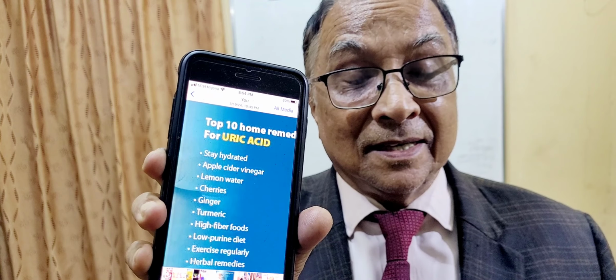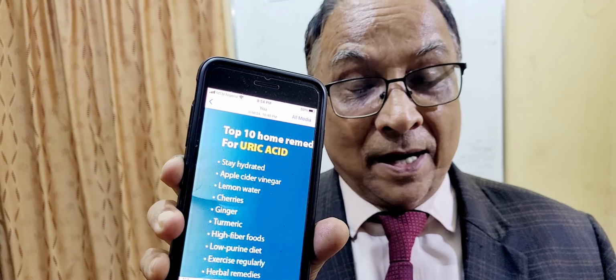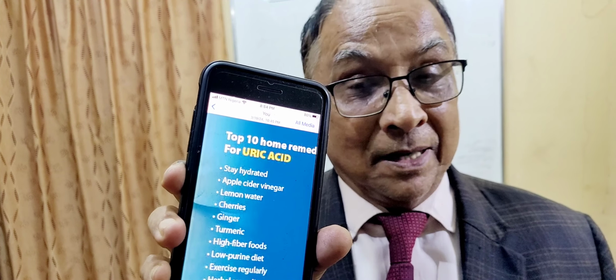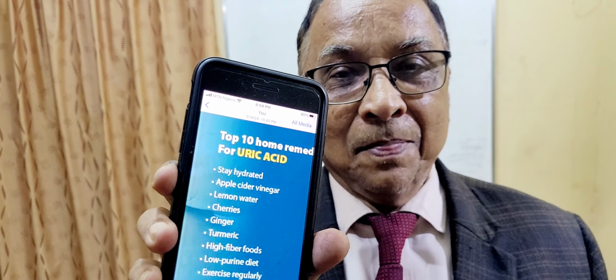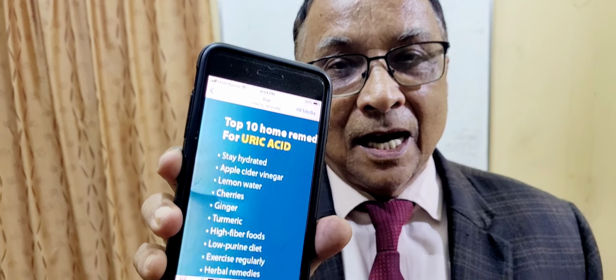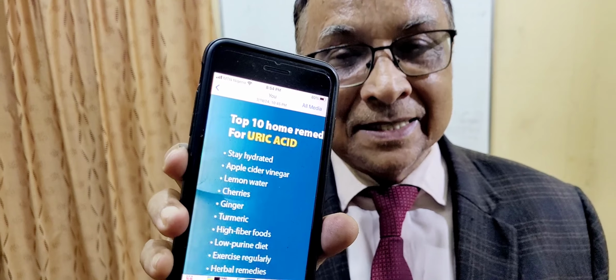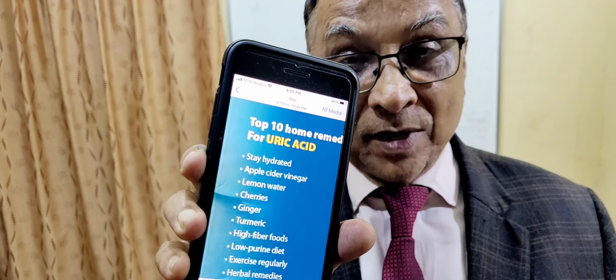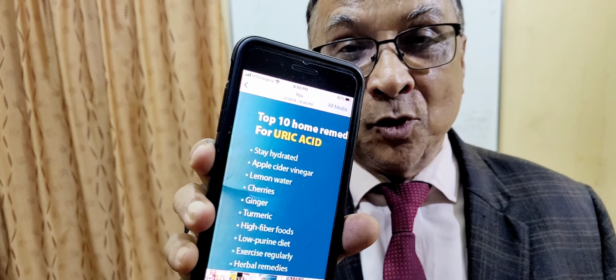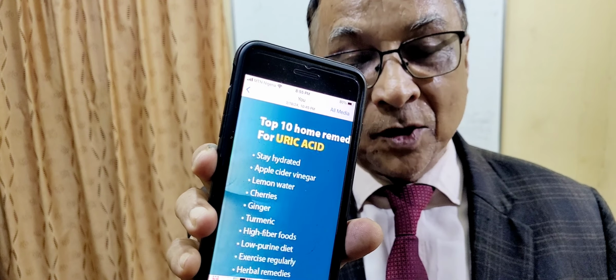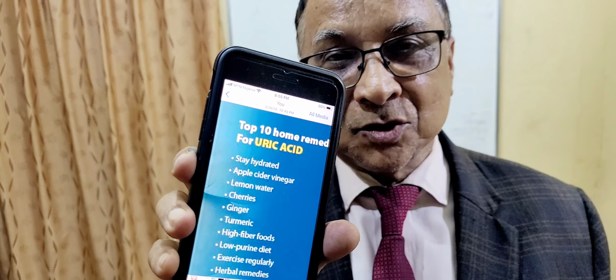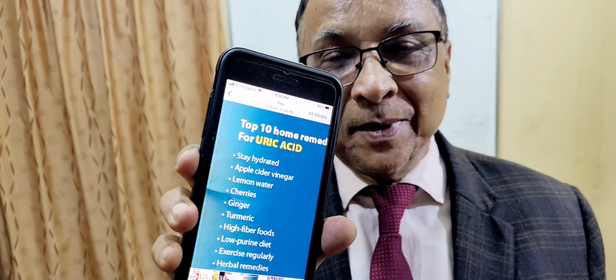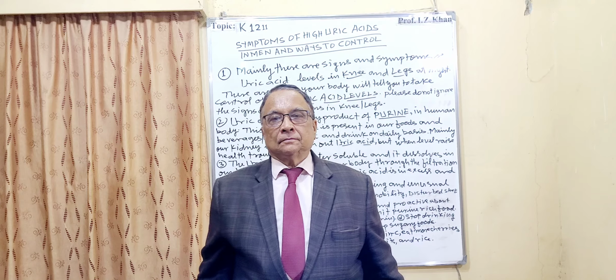So these are the diets you have to add, and I have already told you, it is listed here. Turmeric, ginger, fiber, take more water so that you are hydrated, and add more fiber, stop alcohol, and do exercise. So these are all the management of uric acid.